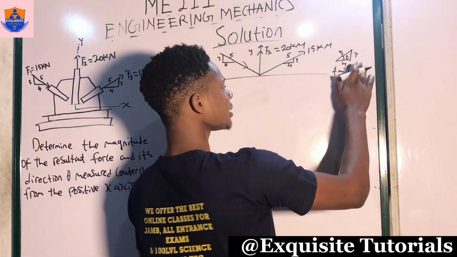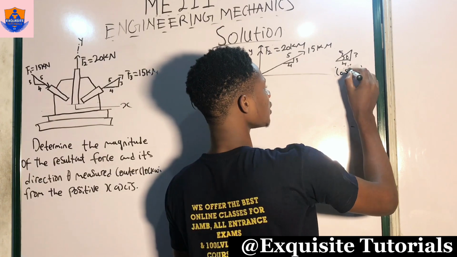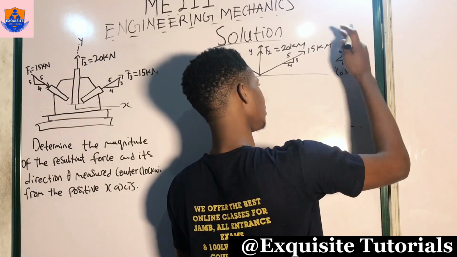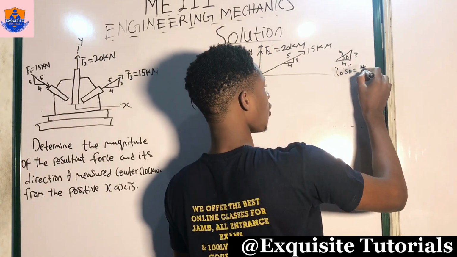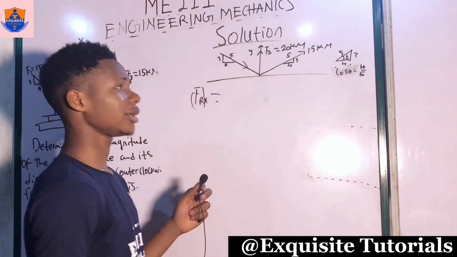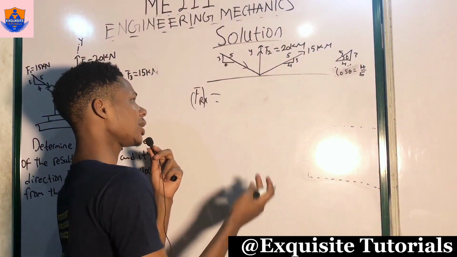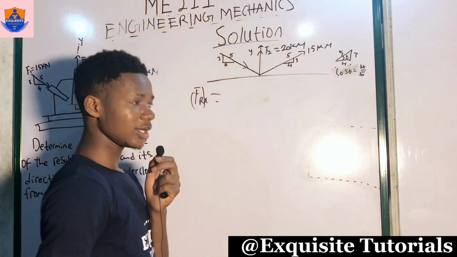In this case I want to make use of cosine. If I make use of cosine of theta, that will be adjacent over hypotenuse, that is 4/5. That will be cosine of theta, and then you take the cosine inverse and get theta, then you use it to solve. But that is actually time consuming. I will not advise you to solve like that. Rather, I will make use of the numbers given there directly.